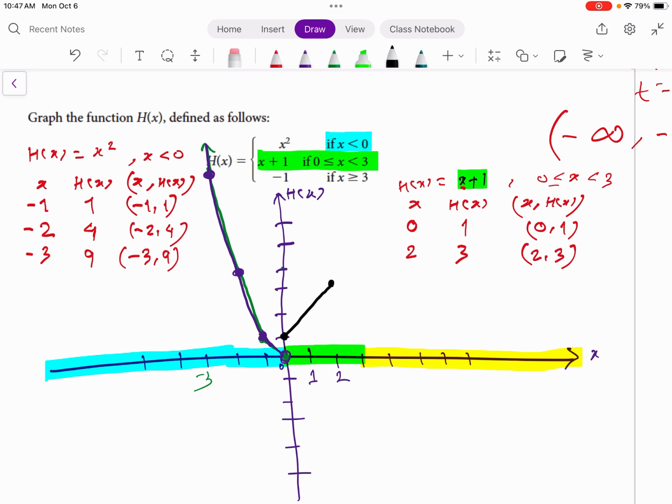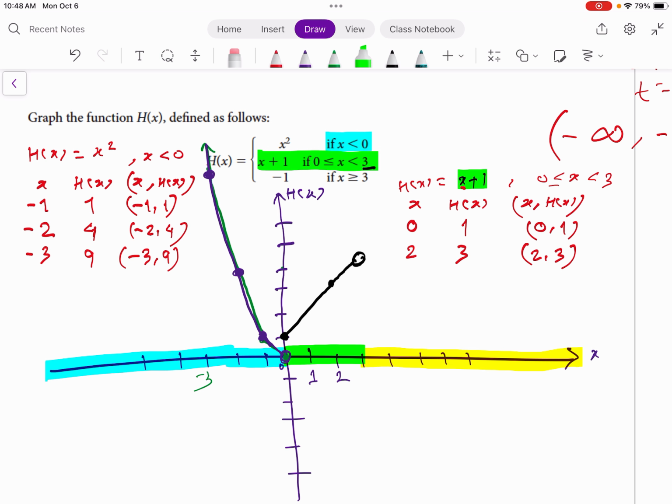Now, how far can we extend this graph on the left and on the right? On the left, it's starting from 0, right? So we have a closed circle at the first end. Now on the right, how far can we extend this graph? Up to 3. But when you reach 3, what do we need? We need an open circle, because 3 is not included in this domain. So this is the graph for our second part.